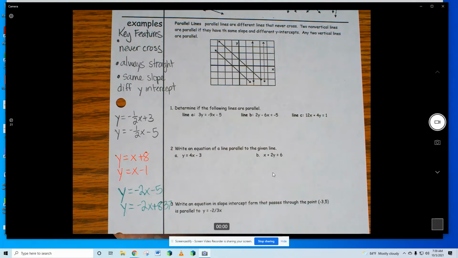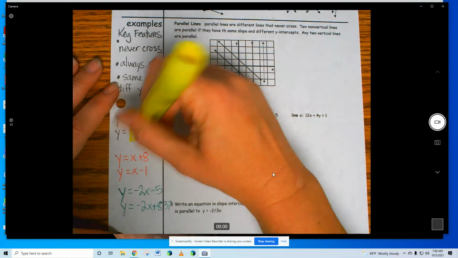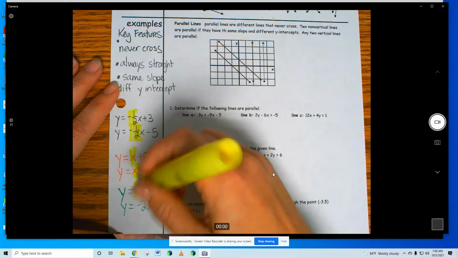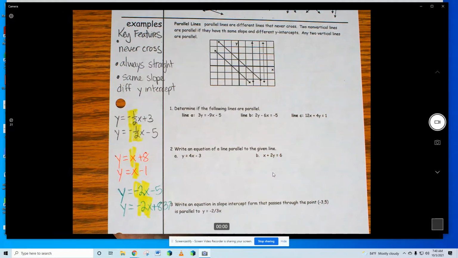So that's a huge, huge issue. Slopes need to be the same. Same slope. They're just going to cross the y-intercept at different locations. Same slope. Same slope.